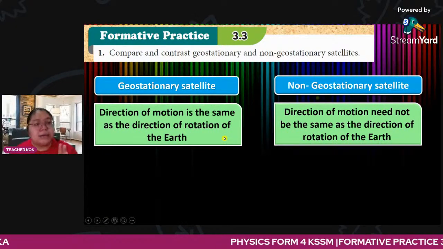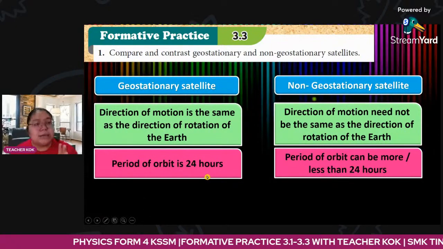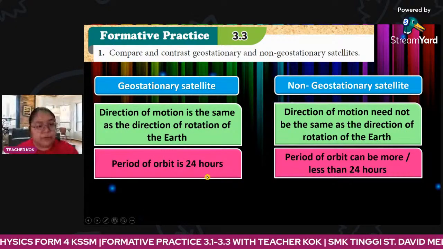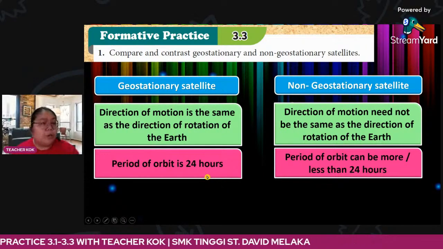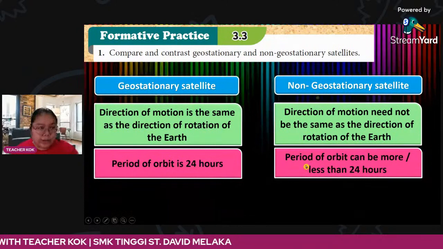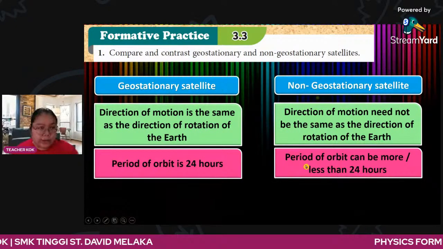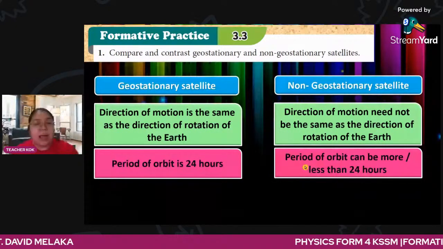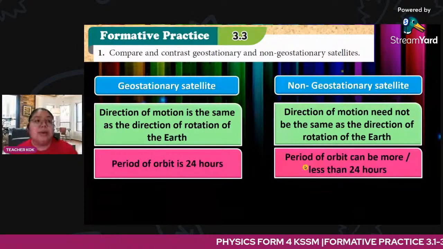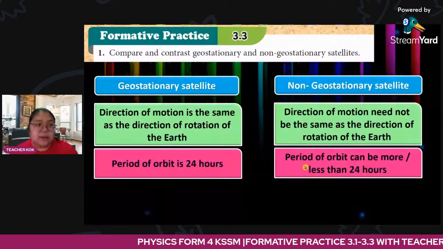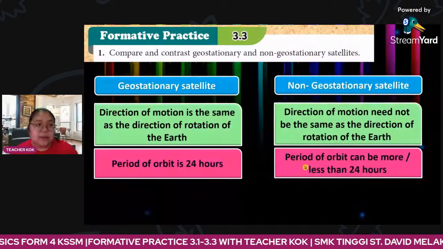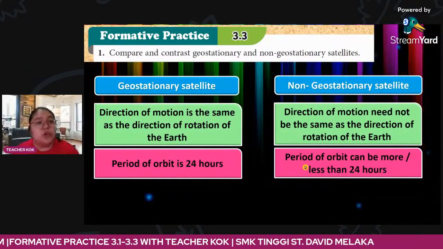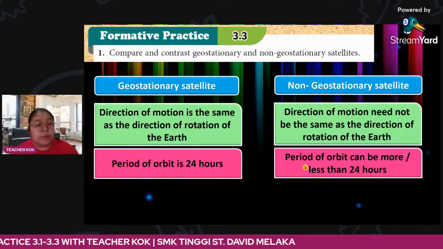Second difference, period. For geostationary it is 24 hours. That means they follow the Earth's rotation, so they orbit exactly once in 1 day, 24 hours. How about the non-geostationary? The period of the orbit can be more and also can be less, because the height is different. Some orbits are closer, some are further. So the time taken is not exactly the same as the Earth's.